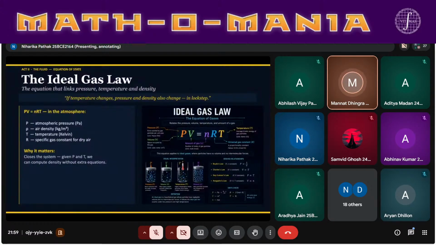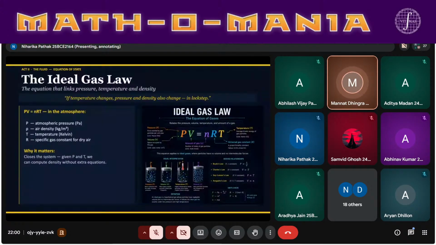So why does this equation matter? Basically, it closes a system. Given P and T, we can compute density without any extra equations, as I told, that we can get the equation in terms of density by just manipulating here and there, a little bit of dividing and multiplying mass. We get P is equal to rho RT by using the density formula, which is density is equal to mass by volume. If we use that, we can just get P is equal to rho RT. So this was the whole idea of the ideal gas equation.